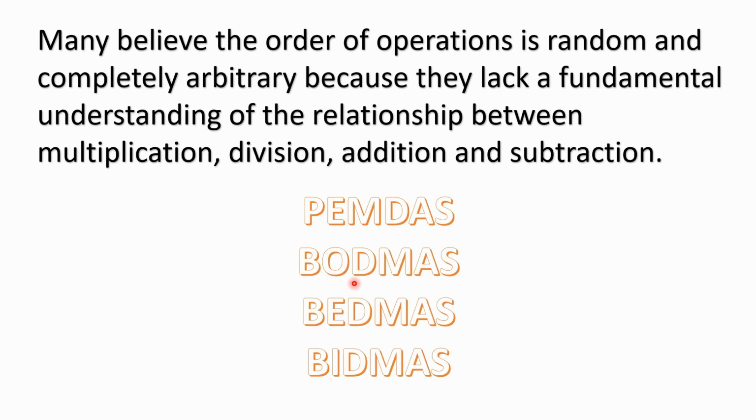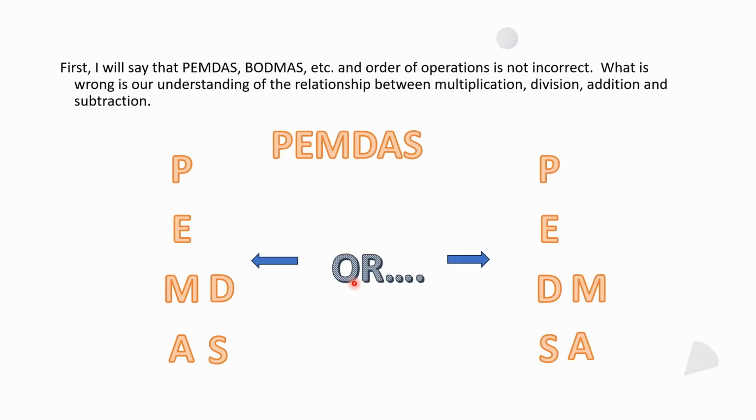Many people believe that the order of operations is random and completely arbitrary, and it's really due to a lack of a fundamental understanding of the relationship between multiplication, division, addition, and subtraction. You've got PEMDAS, BODMAS, BEDMAS, BIDMAS. These are all nothing more than six-letter acronyms that people use as memorization tools, but they all mean the same thing. There's no difference.